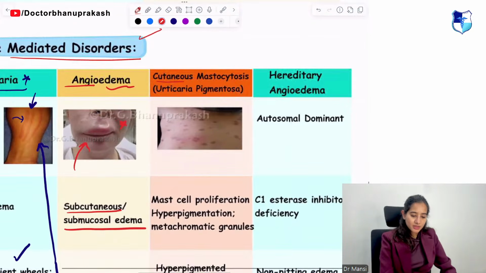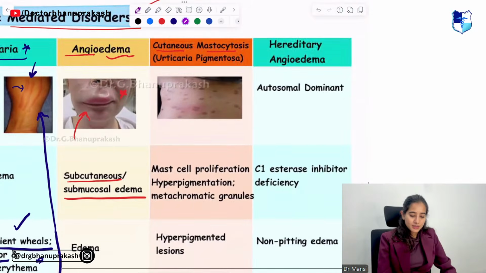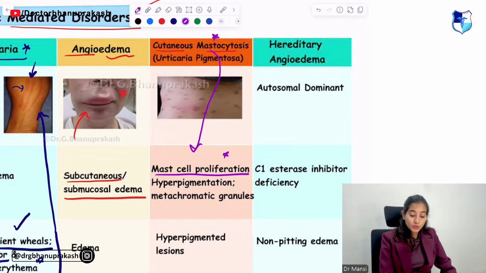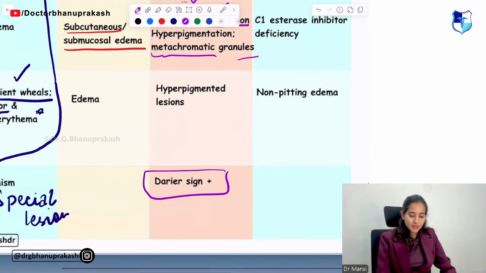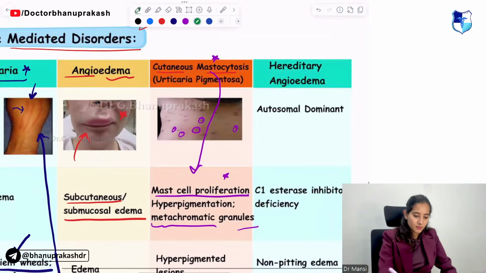Then we have cutaneous mastocytosis. Mast cell proliferation is there. The word mastocytosis tells you the mast cells are involved. So you can see the hyperpigmented lesions, which have metachromatic granules. They have a Darier sign positive. Can anyone answer what a Darier sign is? I'm waiting for your responses.